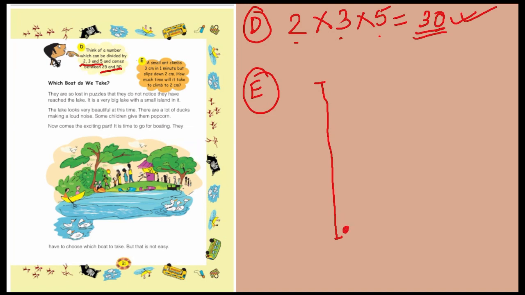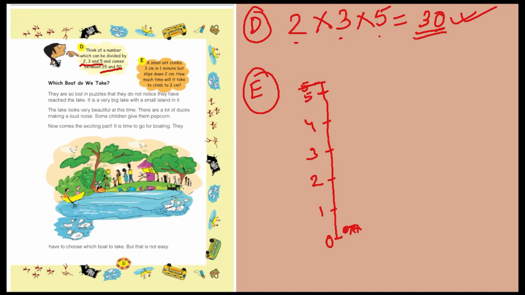Here is the ant. Okay. It climbs 3 centimeter in 1 minute. So suppose this is 0, 1, 2, 3, 4, 5. 5 should be here.